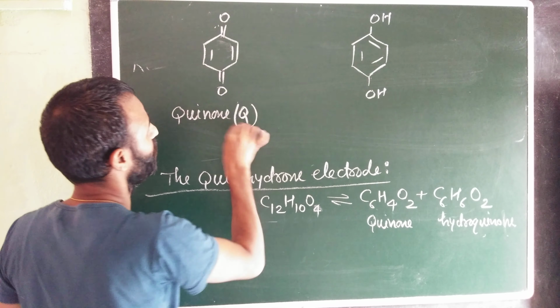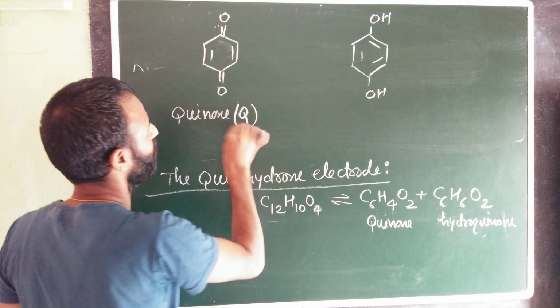Then the electrode reaction is like this: Q plus 2H plus plus 2 electrons gives QH2. It is also reversible with respect to H plus ions. It works well in acidic medium, from 0 to 8, but slightly acidic is good to operate. So the Q and QH2 concentrations are almost the same in that case.